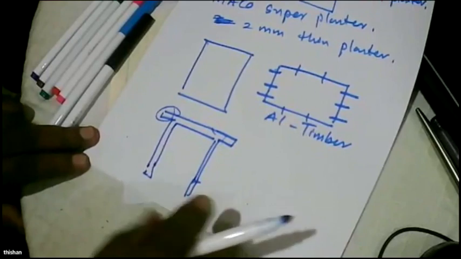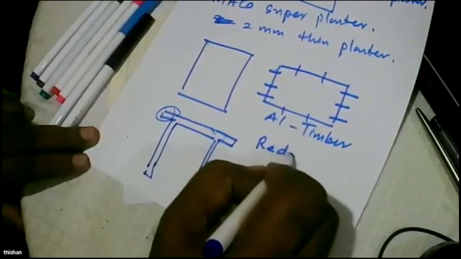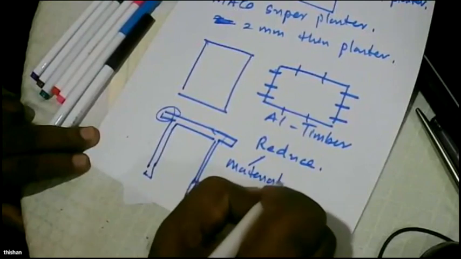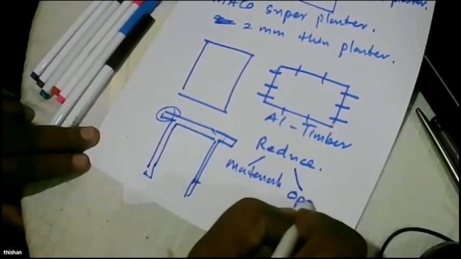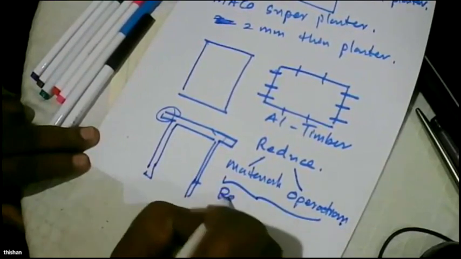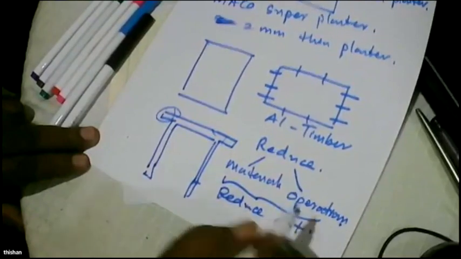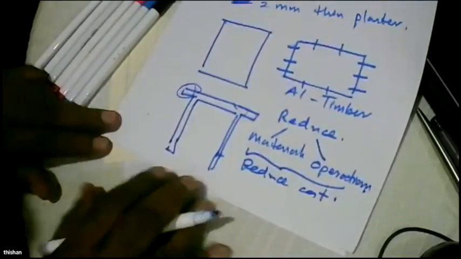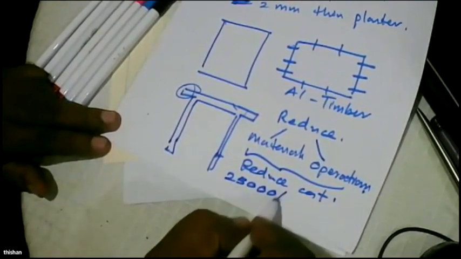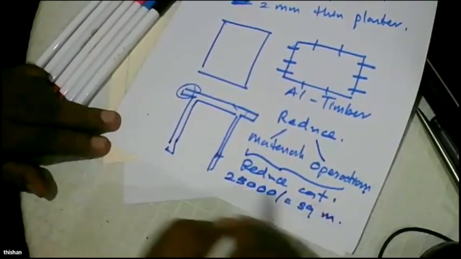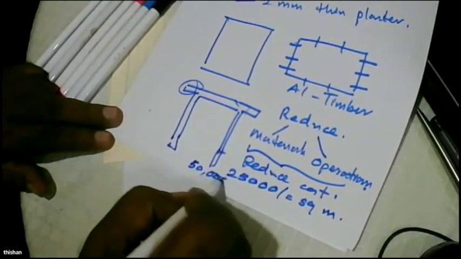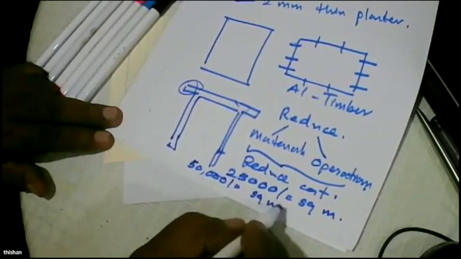So the whole idea is to reduce materials and operations. And you might ask, what is the cost? You can have the structure for 25,000 rupees per square meter, and you can complete a building for 50,000 rupees per square meter.